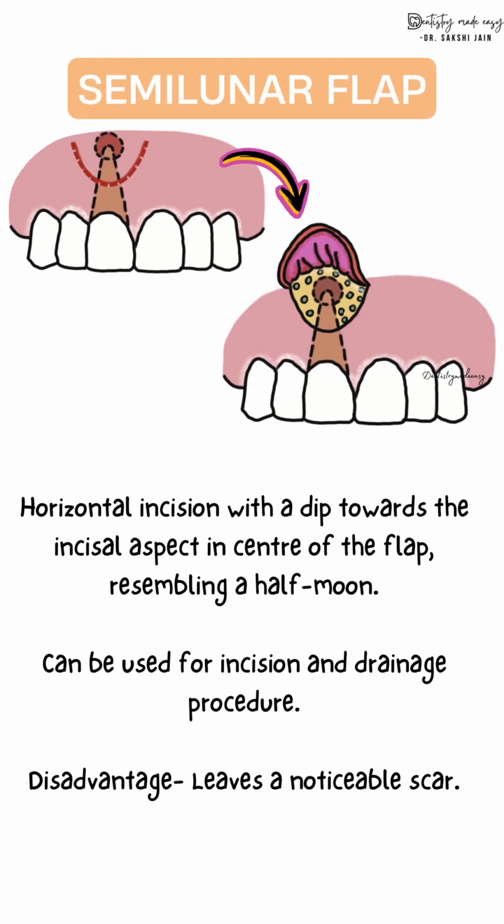Now starting with the limited mucoperiosteal flaps. The first is the semilunar flap. Here the horizontal incision is dipped towards the incisal aspect in the center of the flap. So it will resemble that half moon. Now this incision is taken at least 5 millimeters away from the gingival margin. It is useful to avoid damage to the interdental papilla and to prevent the periodontal post-surgical defect. The disadvantage is that it lies on the bony defect and it also leaves a noticeable scar. So it is used for the incision and drainage procedure and also one of the most commonly used endodontic surgical procedures, that is the apicoectomy.